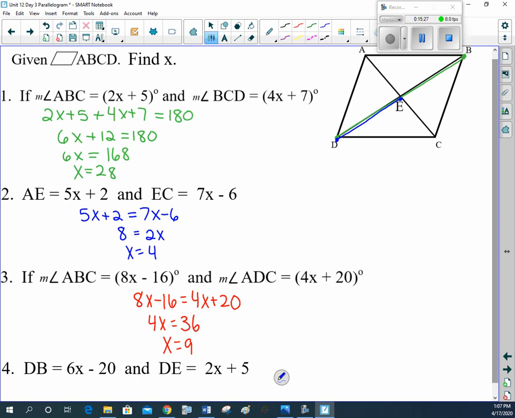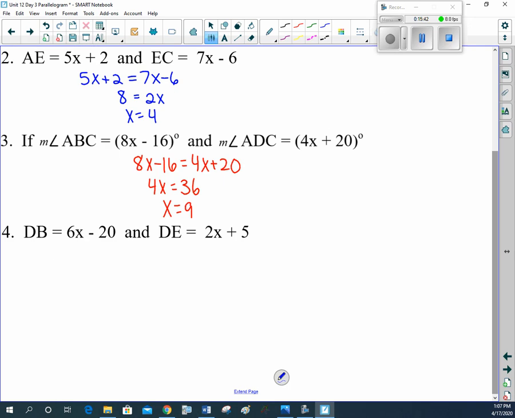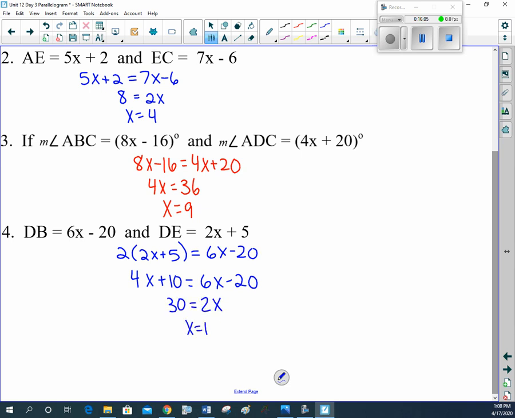But if you remember, the diagonal is bisected, so DE is the exact same measurement as E to B. So let's double DE and put it equal. Then those two numbers are going to be equal to each other. If I take 2DE, I'm going to double the DE, the short piece, and then that's going to equal the measurement of the long piece. And I'll solve that for x. So 4x plus 10 equals 6x minus 20. Combine my like terms, so 30 equals 2x, so x equals 15. Okay.